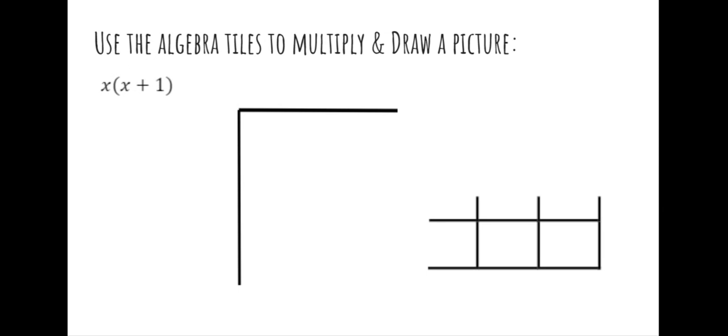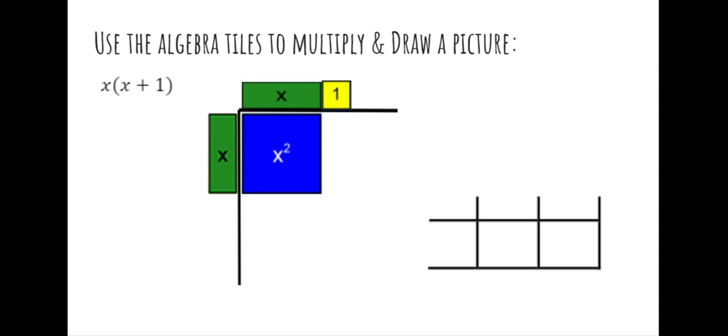So you've got x times x plus 1. We're going to put the x first. I usually always put it on the side first, and then I fill the top in with what comes second. So inside the parentheses is x plus 1, so I'm going to put that on the top. Now that we've filled in our side and our top, we get to multiply.